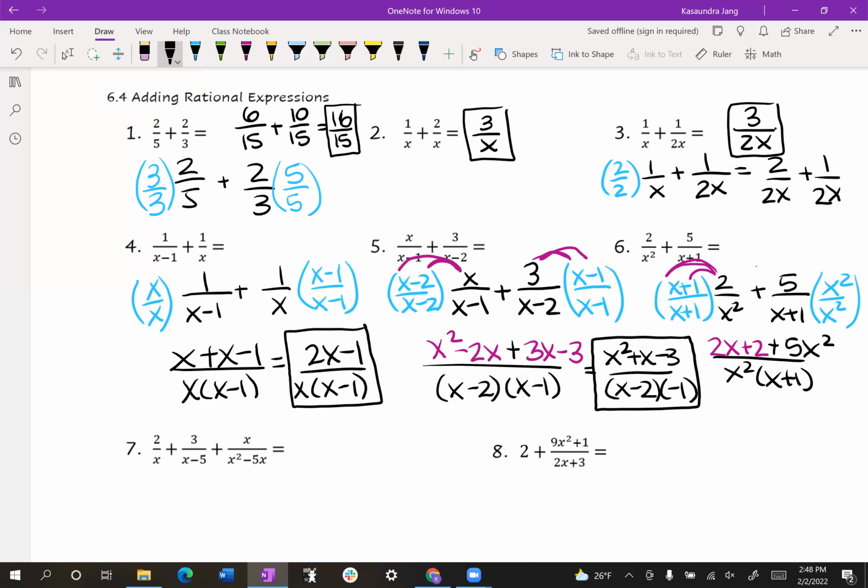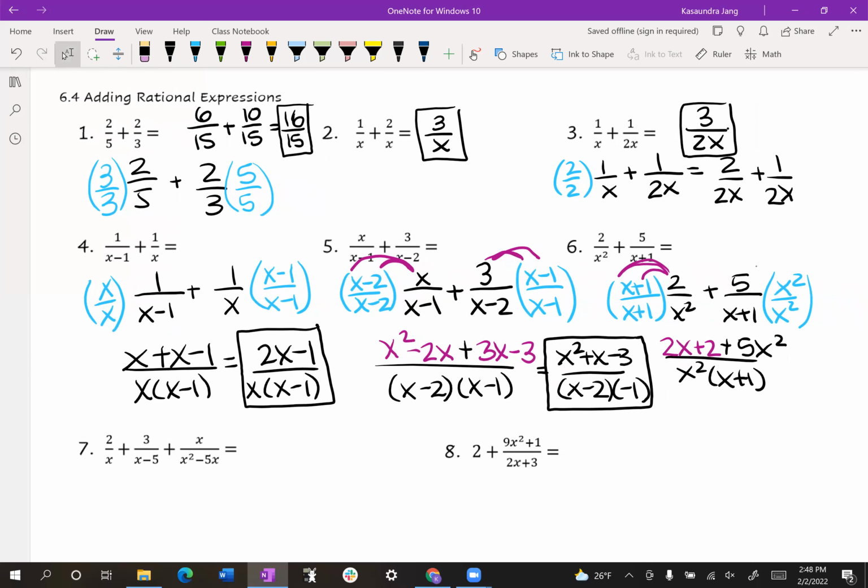As far as simplifying goes, I don't think I can combine any like terms or anything. Maybe I could rewrite it in standard form. I can go from highest exponent to lowest exponent, but that's pretty much all I got.